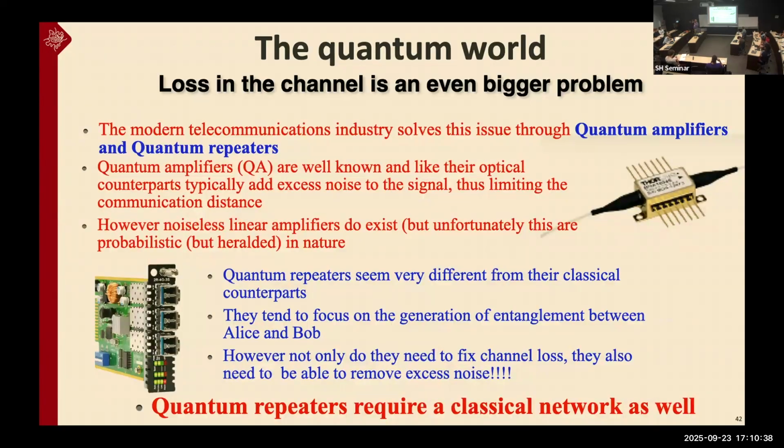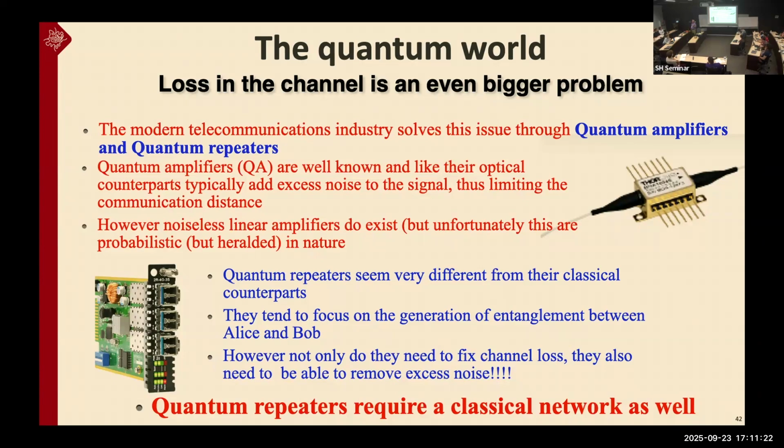But quantum amplifiers do exist. One of the nice things is that optical amplifiers and quantum amplifiers are the same thing. I can take optical light and put it through an amplifier. I can recover an optical signal with quantum information in it back to its original intensity, but I've added noise. Going further, we even have noiseless linear amplifiers. They add no noise to the signal.